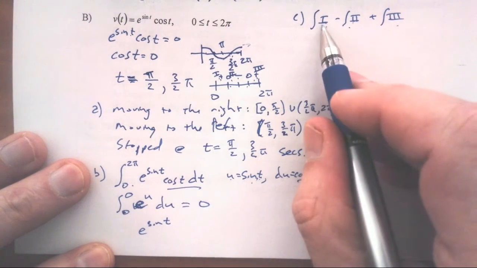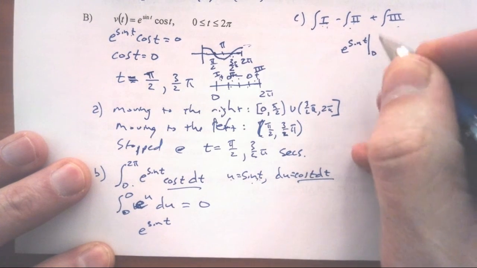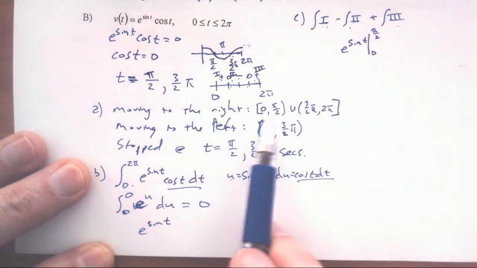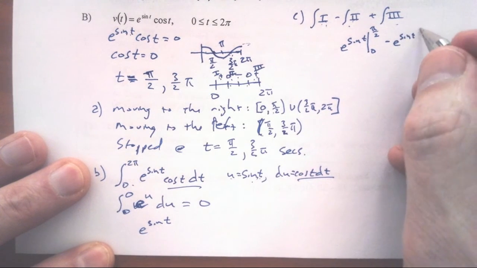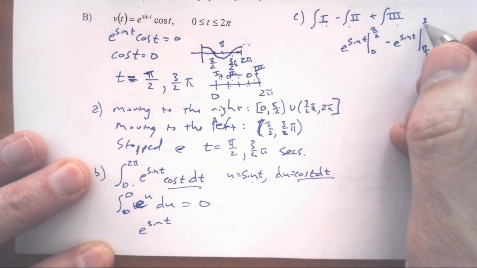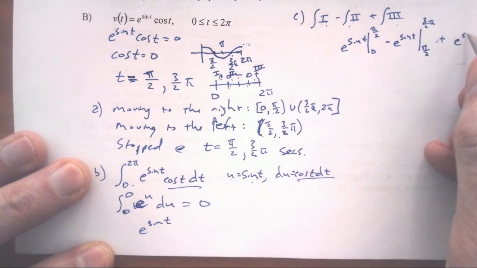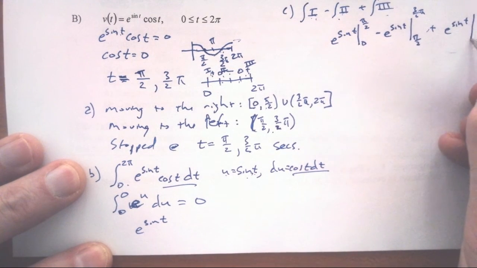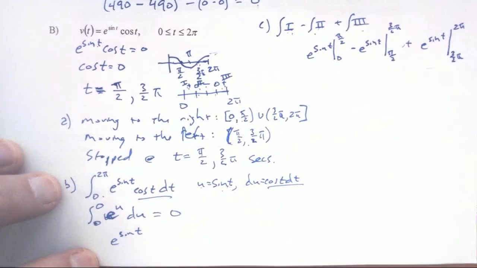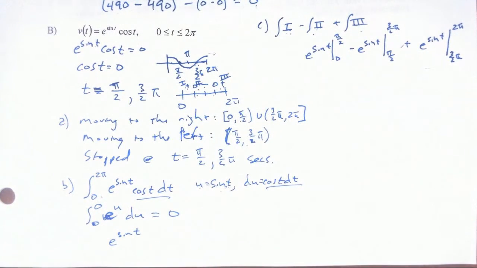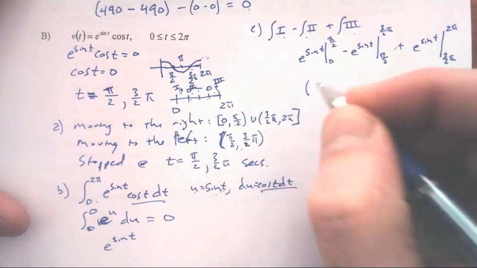So what do we get here? I need e to the sine of t from 0 to pi on 2, that's our first, minus e to the sine of t from pi on 2 to 3/2 pi, that's our second interval, that's our left interval, plus e to the sine of t from 3/2 pi to 2 pi. So now we're just going to be real careful with this, and I'm going to have to continue to write kind of small here to fit this in. So let's put parentheses around things.